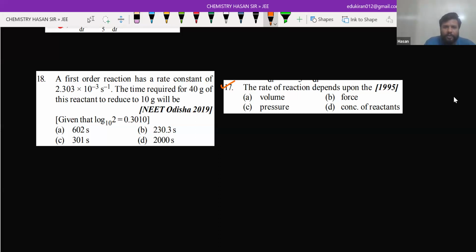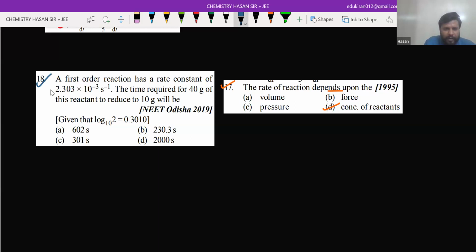So basically, see, this question number 16 is very easy. The rate of reaction depends upon... Rate of reaction is equal to change in concentration upon time. Change in... there is no volume. So it is concentration of reactant, it depends.